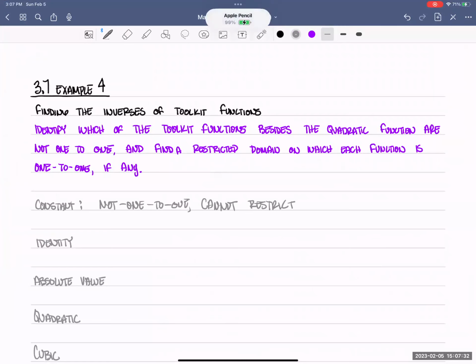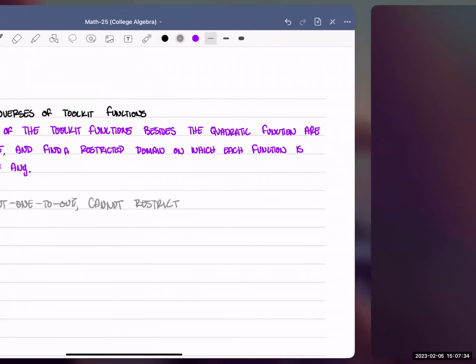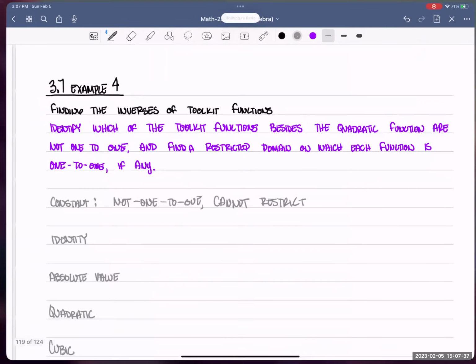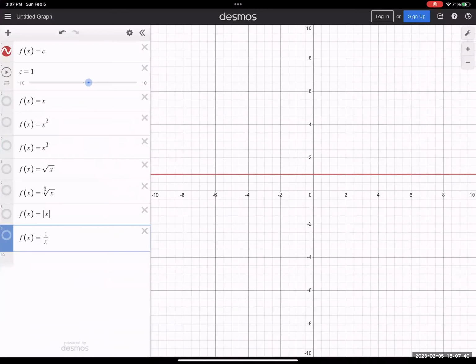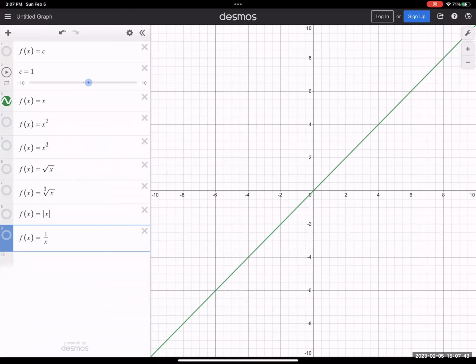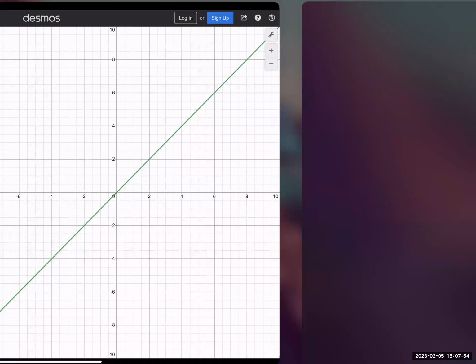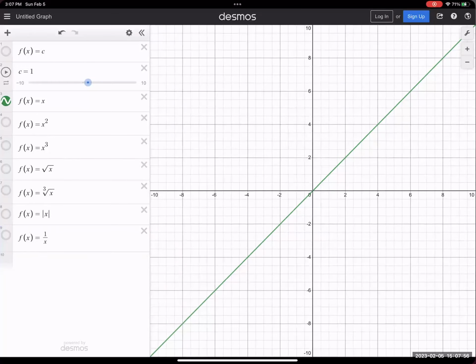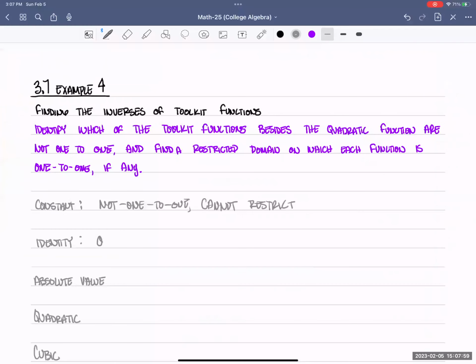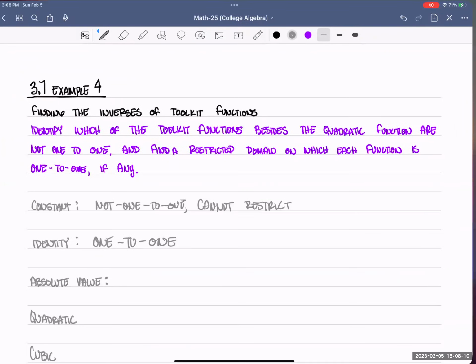All right, let's take a look at the identity function. With the identity function, we are one-to-one. Not only do we pass a vertical line test, we also pass a horizontal line test, and because of that, we are one-to-one. So already one-to-one, no restriction needed.